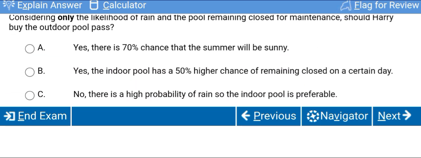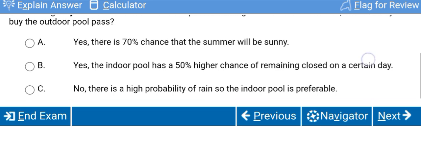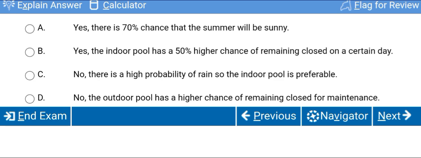So, option A we have yes, there is 70% chance that the summer will be sunny. Option B, yes, the indoor pool has a 50% higher chance of remaining closed on a certain day. Option C, no, there is a high probability of rain, so the indoor pool is preferable. Option D, no, the outdoor pool has a higher chance of remaining closed for maintenance.